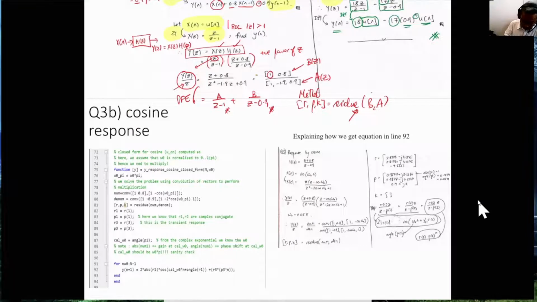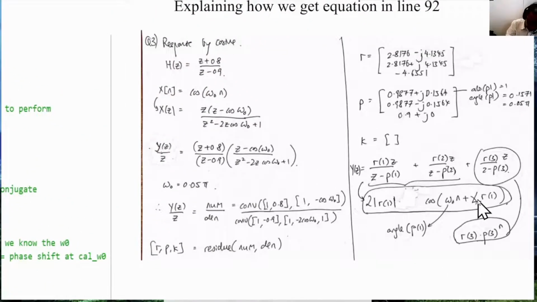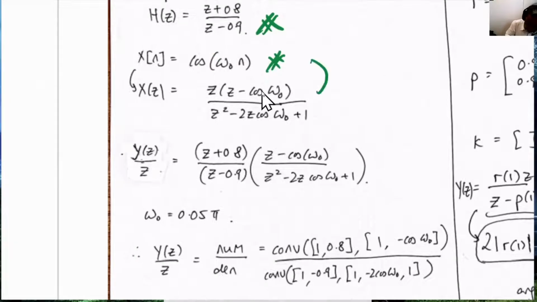I'll now do the second one, which is the cosine. Everything is the same. I have my H(z), I have my cosine, and I use the Z transform table to convert my cosine omega naught n to this expression here. So this is nothing but the lookup table for the Z transform of cosine omega naught n. Again, I use Y(z) over Z. That's the trick. Put the Z on the bottom first. This is H of Z.